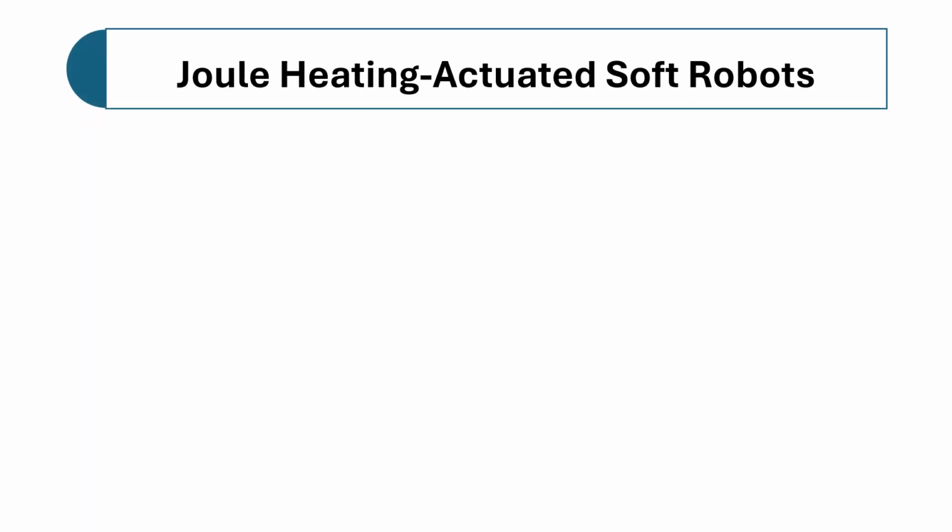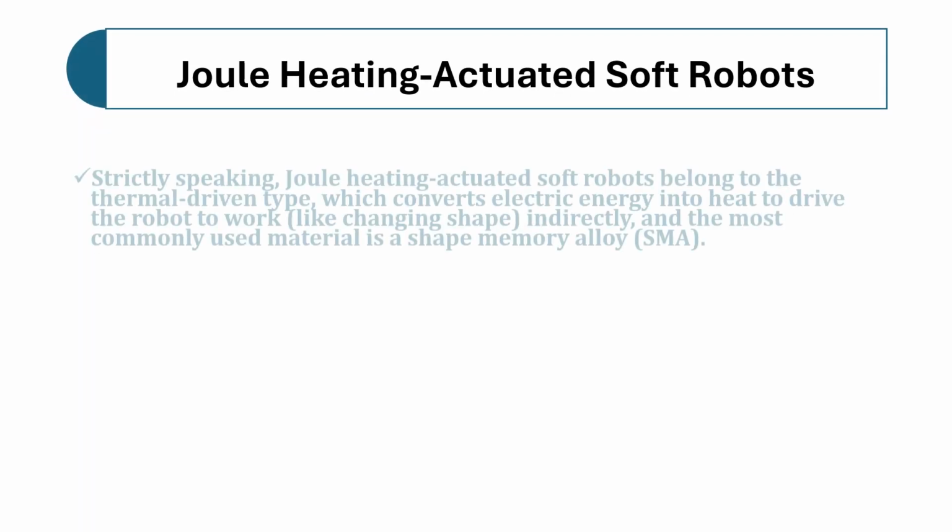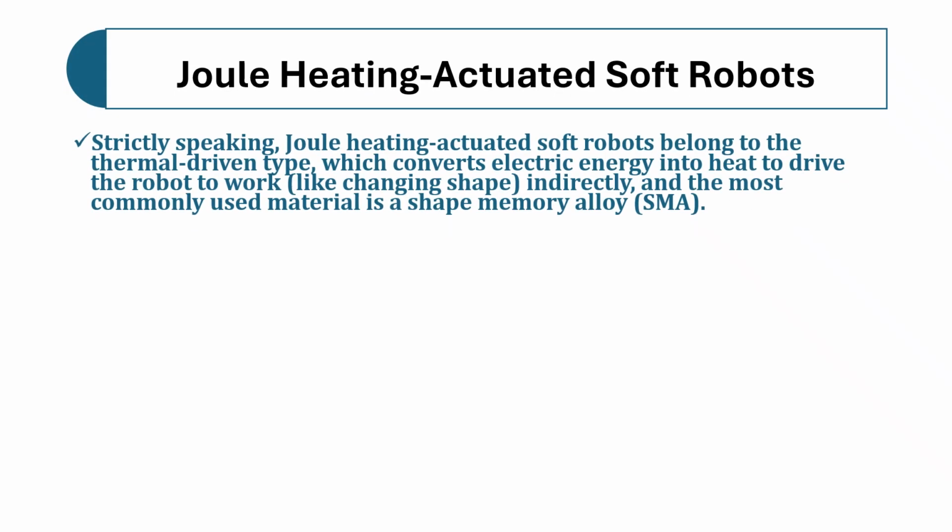Then we have Joule heating actuated soft robots. So Joule, whose unit is Joule? Heat. Clear? Joule heating actuated soft robots belong to the thermal driven type. That means if we supply electrical energy to these soft robots, it will be converted into heat energy and the robot will work.